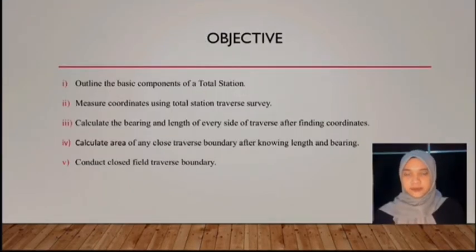Objective of this report: first, outline the basic component of a total station. Second, measure coordinate using a total station traverse survey. Third, calculate the bearing and length of every side of traverse after finding coordinate. Next, calculate area of any closed traverse boundary after knowing length and bearing. Last, conduct closed field traverse.